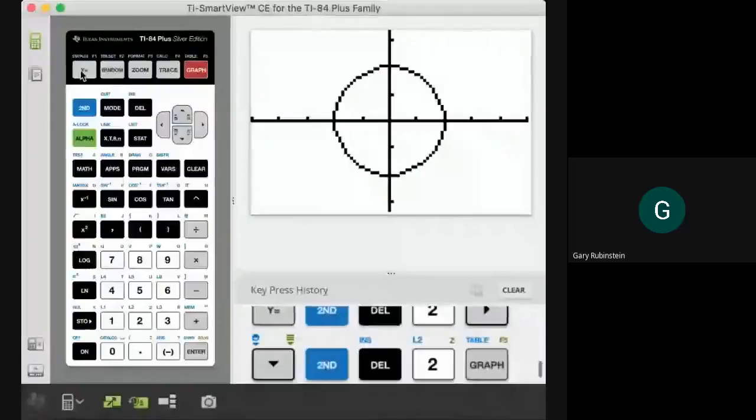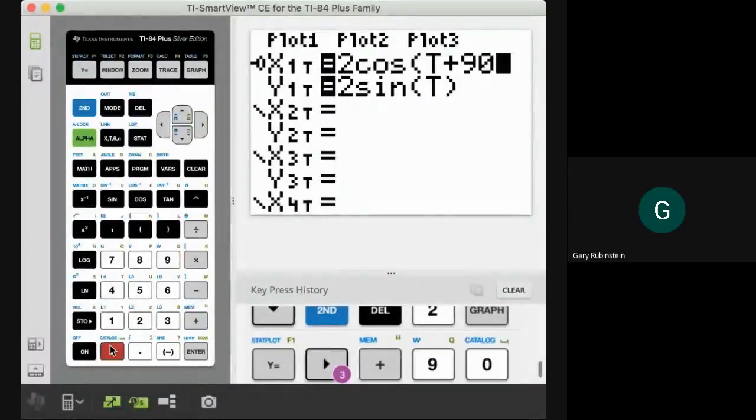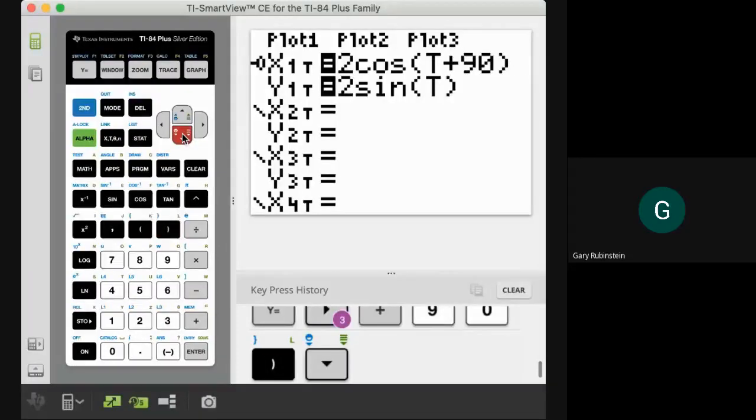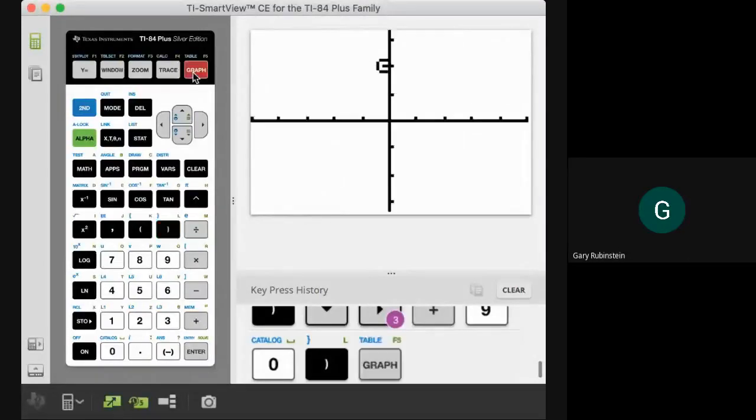Let me bring up. So if I come over here and I throw in plus 90, and over here I put the plus 90, and if you take a look at the graph, you will see it does indeed start at the point that we expected it to. This is, well, here, let me bring back the smart presenter.